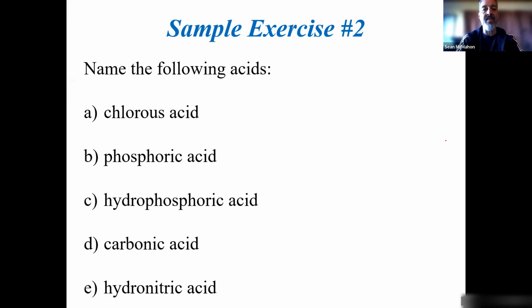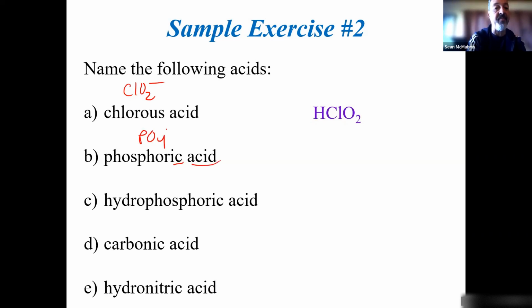What about chlorous acid? So it's not chloric, it's 1 less, right? So chlorite would be ClO2 minus, so chlorous acid. Phosphoric acid, so that's ic acid, derived from phosphate. So phosphoric acid, and why is it triprotic? Because phosphate has a 3 negative.